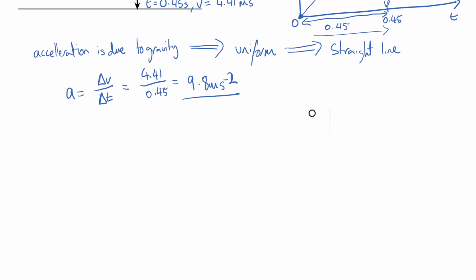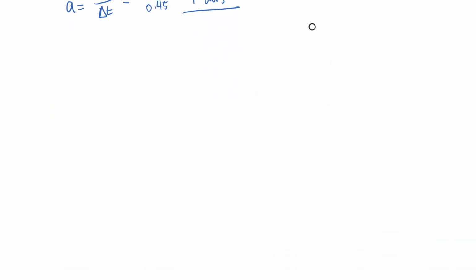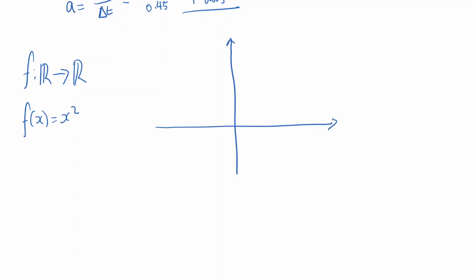What about if it's not a straight line? So let's consider the function f defined by f of x equals x squared. So let's draw the graph of this. f of x is going to look something like this. Okay, so it looks something like that.